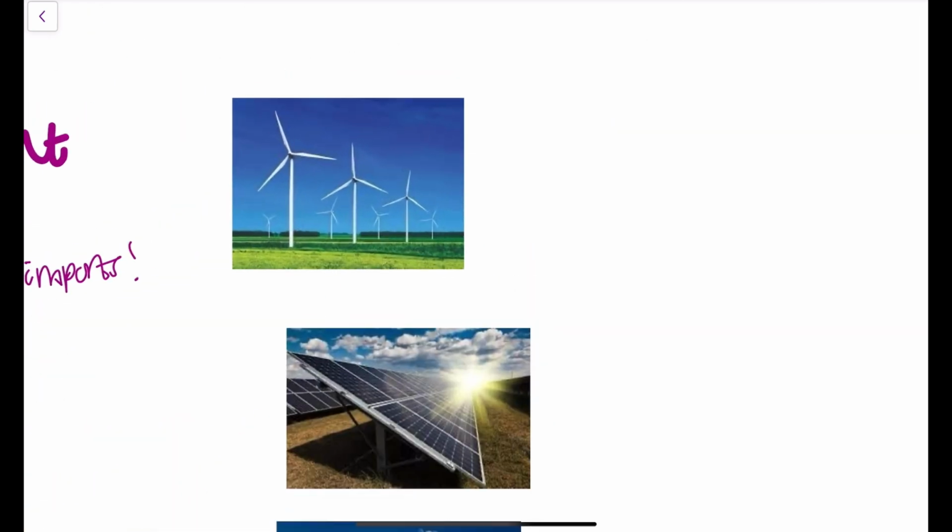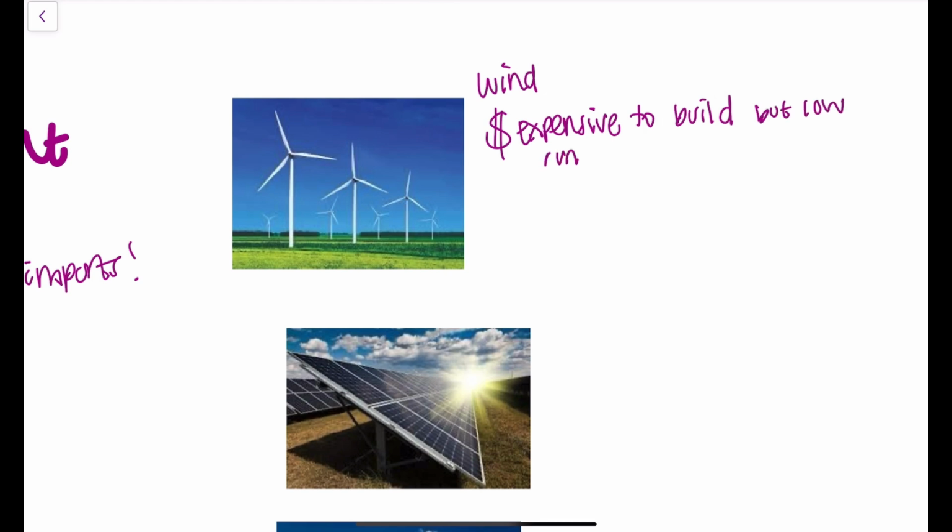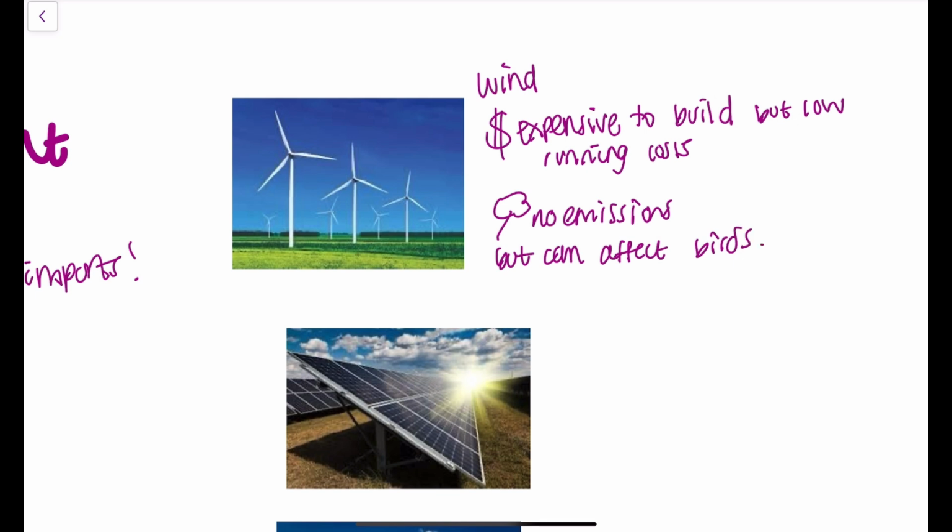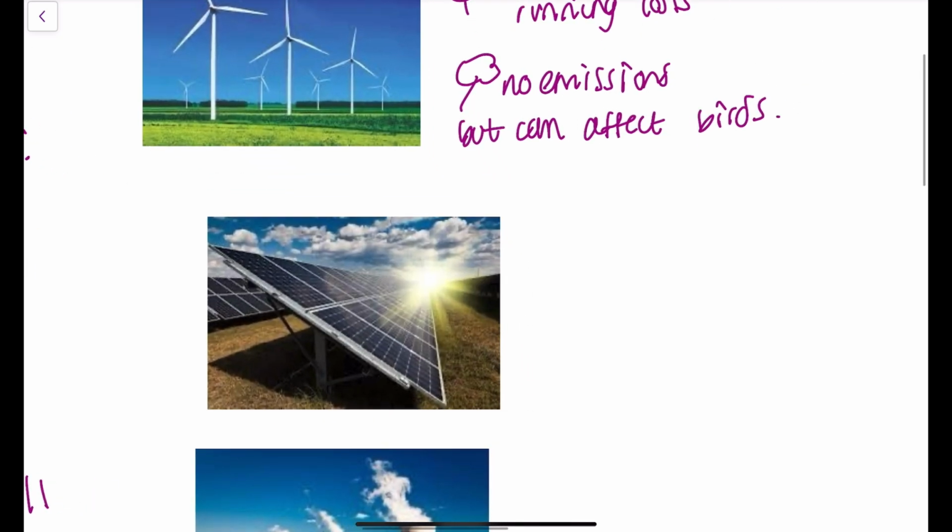In terms of renewables, if we look at wind turbines, remember it's wind turbines and not a windmill. A wind turbine can be both onshore, like this picture, but also offshore. So, for example, in Hornsea, there's one of the world's largest offshore wind farms as of 2023. And it's expensive to build, but you've got low running costs once they're there. And there's no CO2 emissions, but it can affect birds, it can strike birds, and can affect migration patterns too.